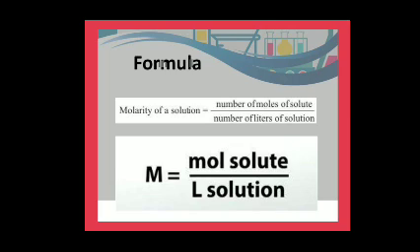But number of moles small n is equal to weight of the substance by gram molecular weight of the substance. Therefore, small n is equal to W by GMW. Therefore, capital M is equal to W by GMW into 1 by V in liters. In case the volume of solution is in milliliters, molarity capital M is equal to W by GMW into 1000 by V in milliliters.